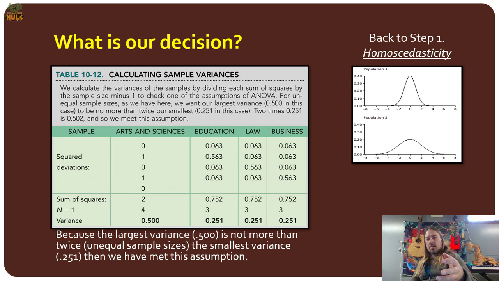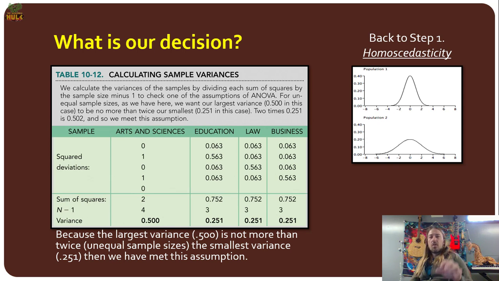If we then take that sum of squares, we divide by the n minus 1, and so you see that in the bottom part of this table. The sum of squares for arts and sciences was 2, for education it was 0.75, for law it was 0.75, for business it was 0.75. Divide that by the degrees of freedom of each of those groups, the n minus 1, and then you get a variance that's on that bottom row. If we wanted to do standard deviation, it would just be the square root of each of those bottom values.